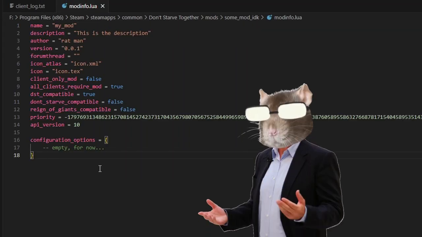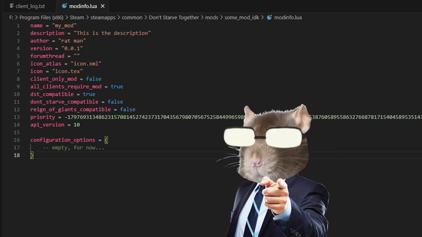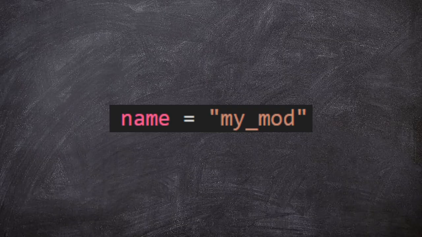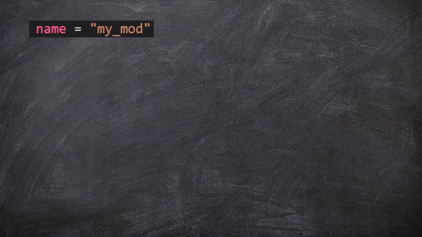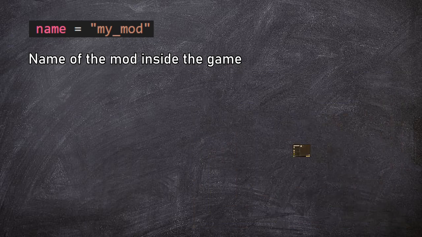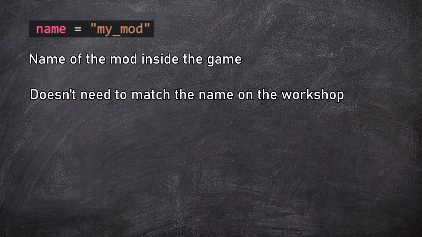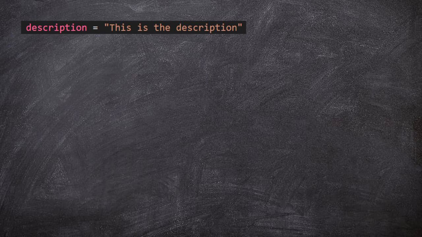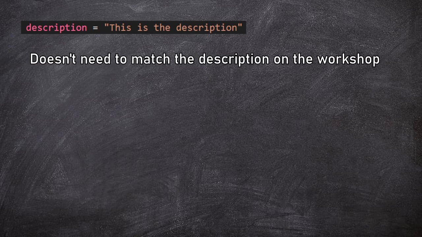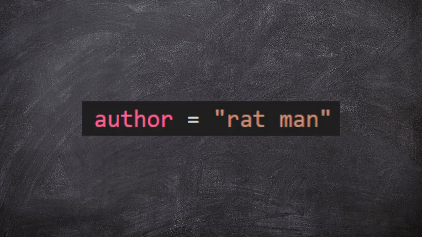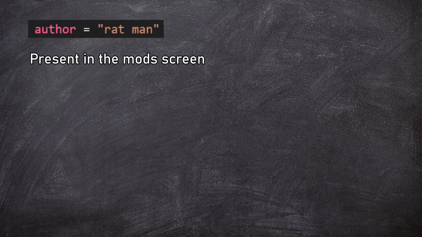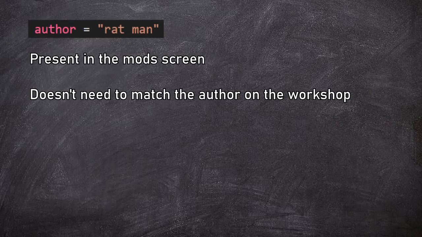I feel like most of these values should be pretty self-explanatory, but in case you're not sure. Name. This is the name that's visible inside the game in the mod screen. Doesn't need to be the same as the name on the workshop. Description. This is the mod description. It is also not the same as the description on the workshop. The author. Also visible in the game's mod screen, and also not the same as the workshop author.